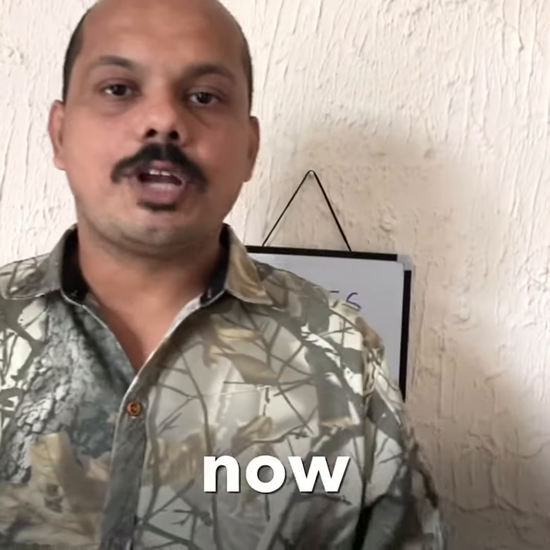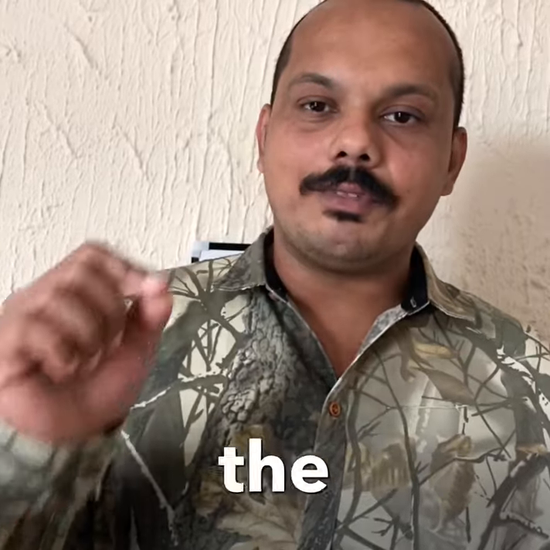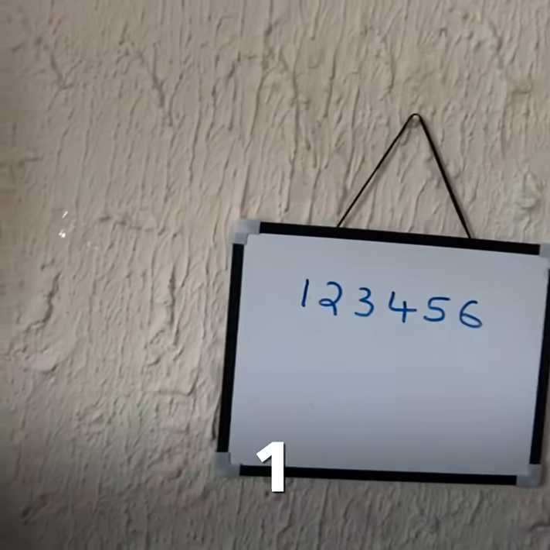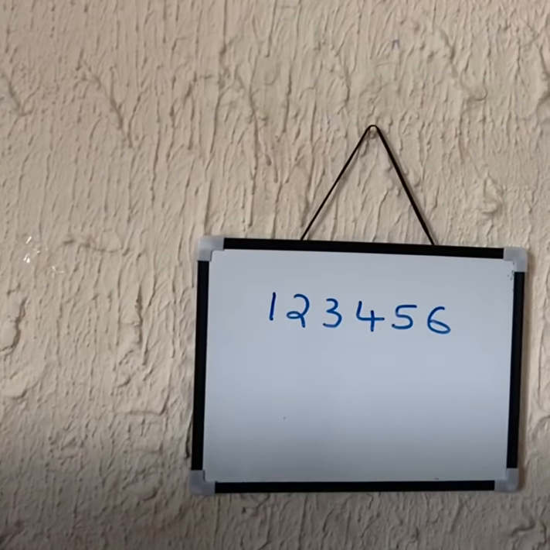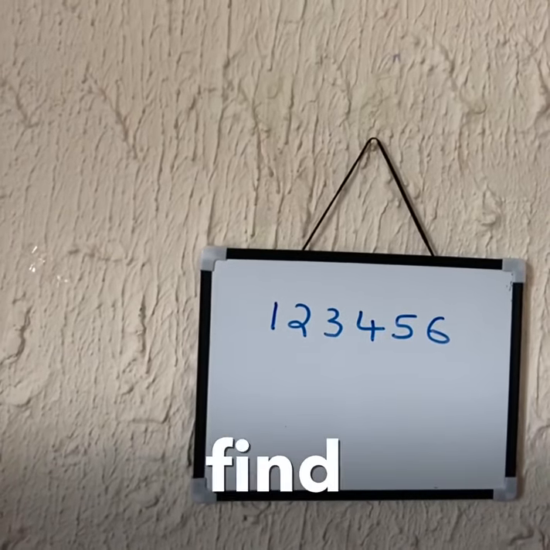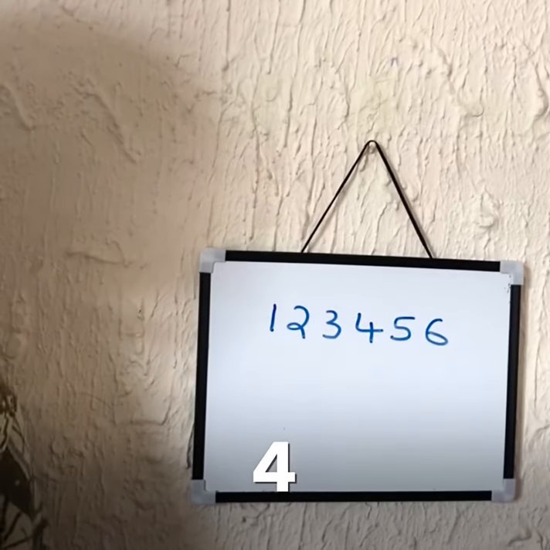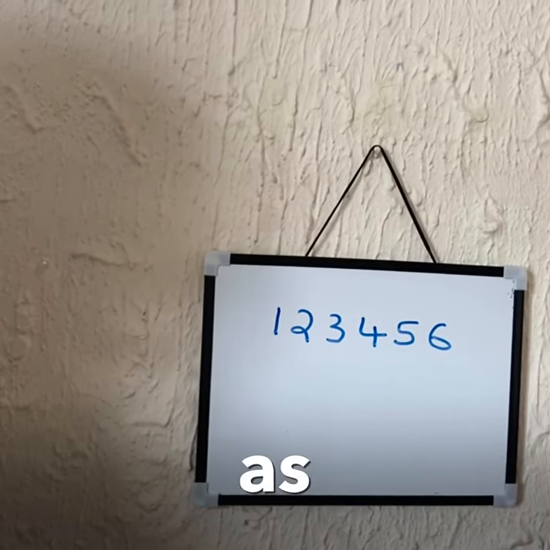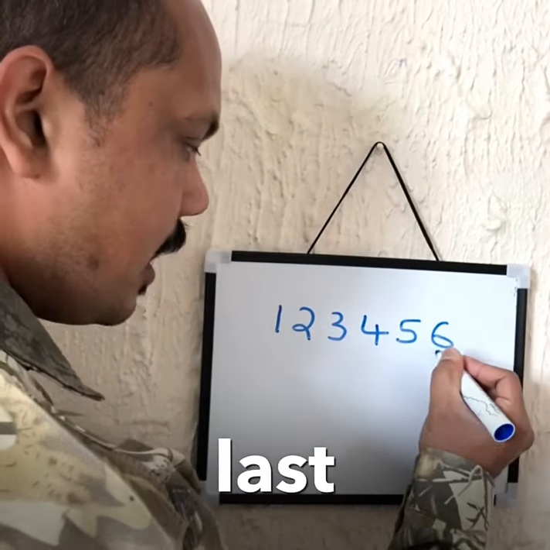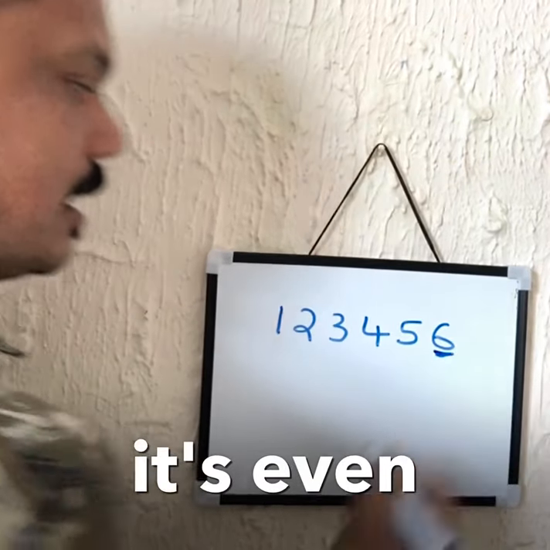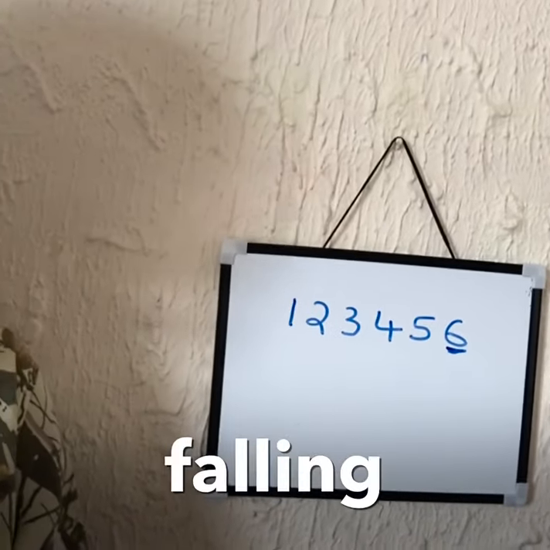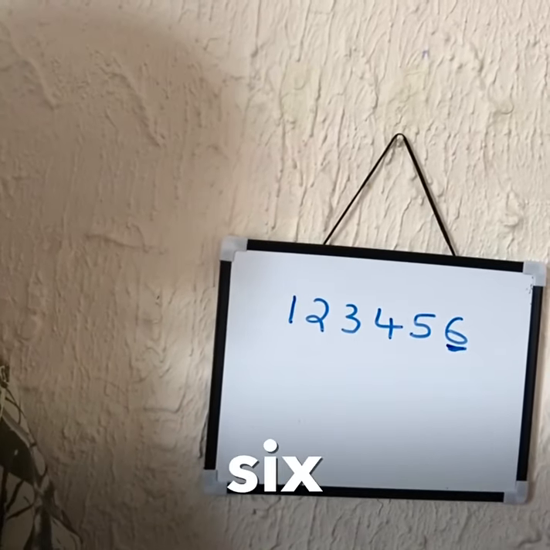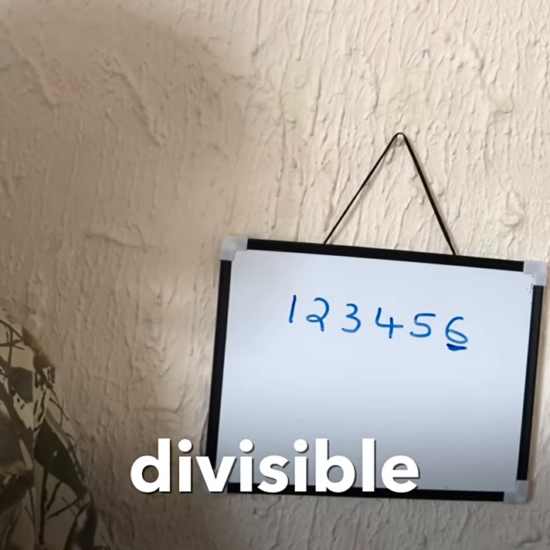Okay friends, so now let's test the divisibility of 2, 4 and 8 on this particular number, 1, 2, 3, 4, 5, 6. So imagine it's a 6-digit number. We need to find the divisibility of 2, 4 and 8 on this number. If you want to test the divisibility of 2, as I said, you need to consider the last digit, whether it's an even number falling in 2, 4, 6, 8 or 0. As you can see, the number ends in a 6, so it's definitely divisible with 2.